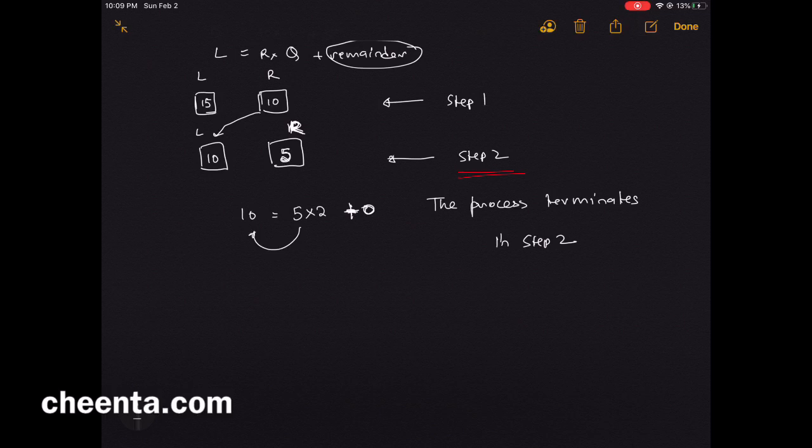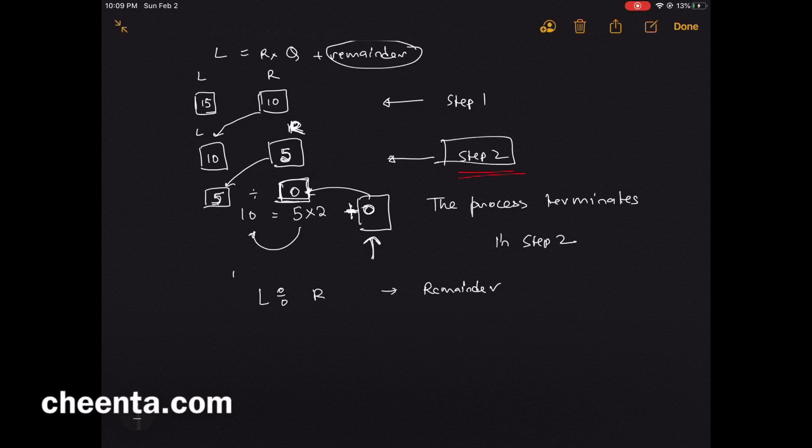Why? Because in step 3 we are getting a 0 in the place of the remainder, and we cannot divide by 0, right? If we wanted to do another step, what would happen? You would put 5 here and you would put 0 here, the remainder, but you cannot divide anything by 0, because 5 by 0 is not defined. You are dividing L by R to find the remainder in every step. This doesn't work because division by 0 is not defined. So the process terminates in step 2.